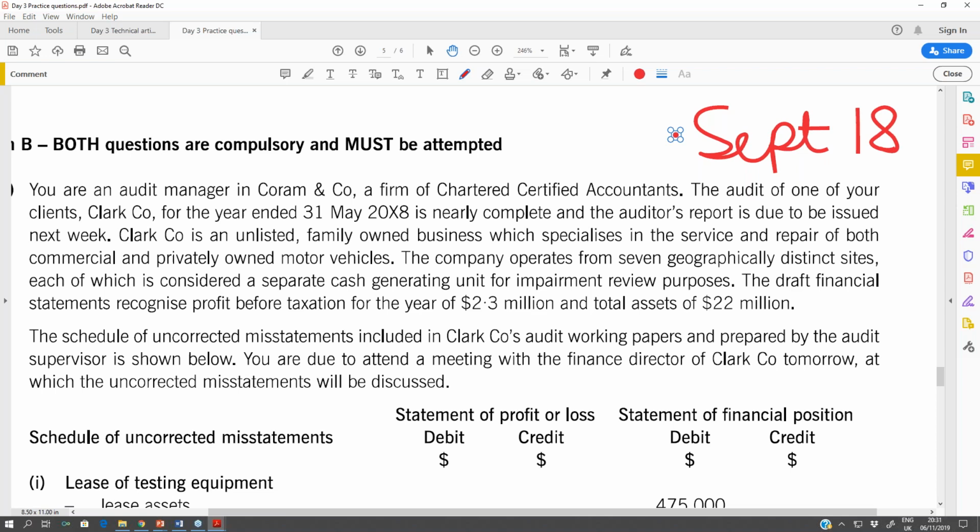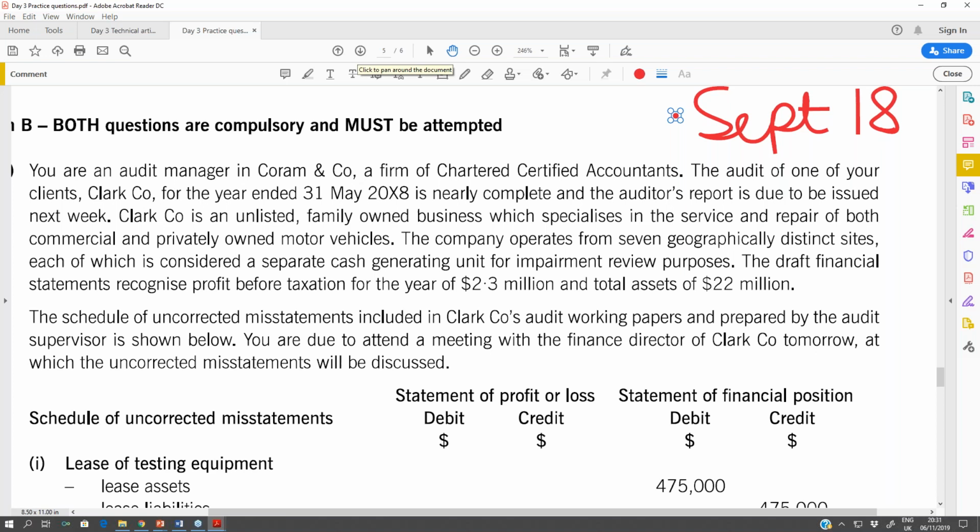Right, this is September 18, question number 2. Now, this is a question which I have done so many times in my previous webinar, because this is a typical question which comes on reporting, where the examiner gives you some misstatements and you need to evaluate the misstatements. And that is the reason this question becomes so important.